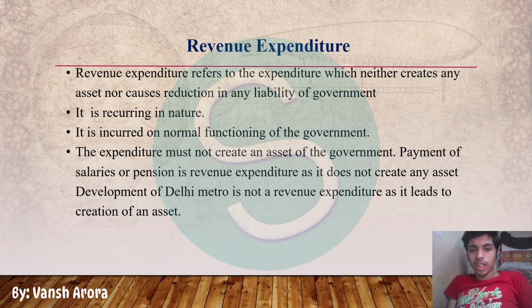Provided, if I say development of Delhi Metro. Delhi Metro, is it a revenue expenditure according to you? Is it creating asset? Yes, it is creating asset because development of Delhi Metro means you're developing trains, railway lines, platforms, and various infrastructure around it, right? So it means that it is creating your asset. If it is creating your asset, it means it is not considered a revenue expenditure.